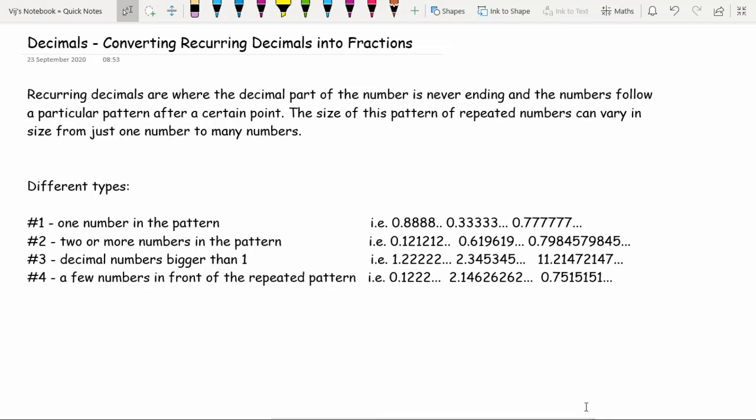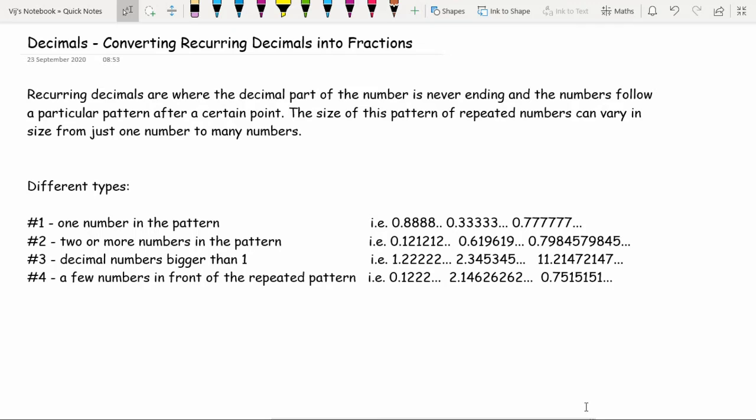So reoccurring decimals are where the decimal part of a number is never ending, so it just continues all the way to infinity, and the numbers follow a particular pattern after a certain point within the decimal. The size of this pattern of repeated numbers can vary in size from just one number to many.